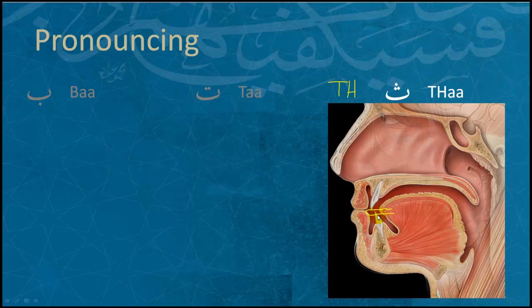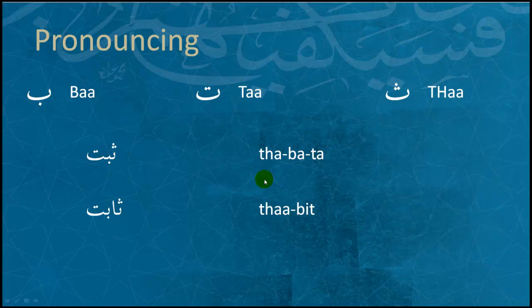It's tha, tha. And again, it's not that difficult because we have this sound in English. So let's look at a few words. Let's pronounce this word together. First we have a tha, and then a ba, and then a ta, okay? And they all have the vowel after them. So this is tha, ba, ta. Again, tha, ba, ta.